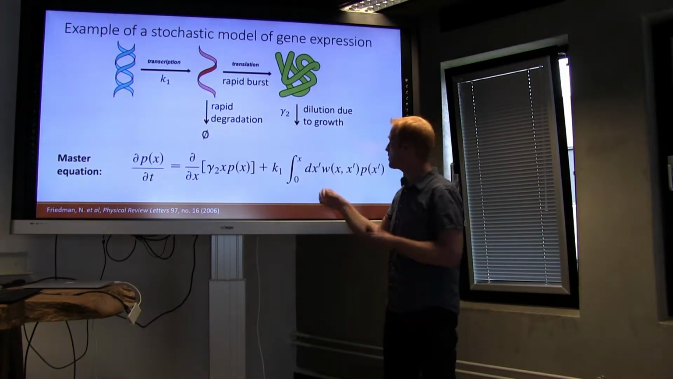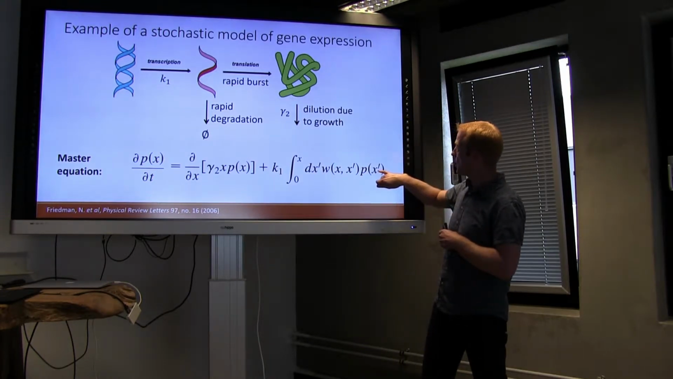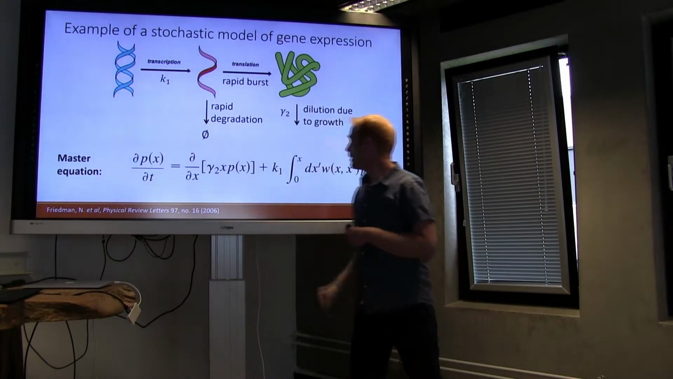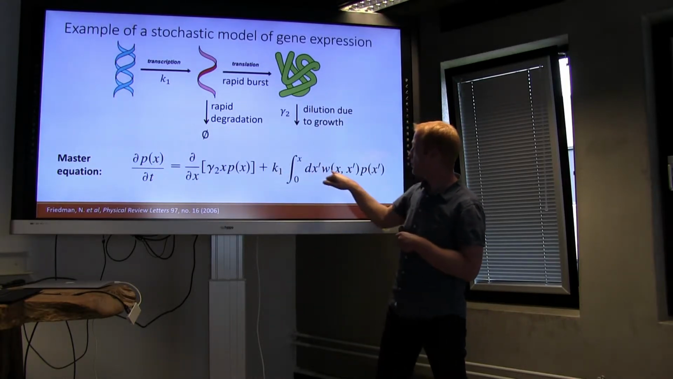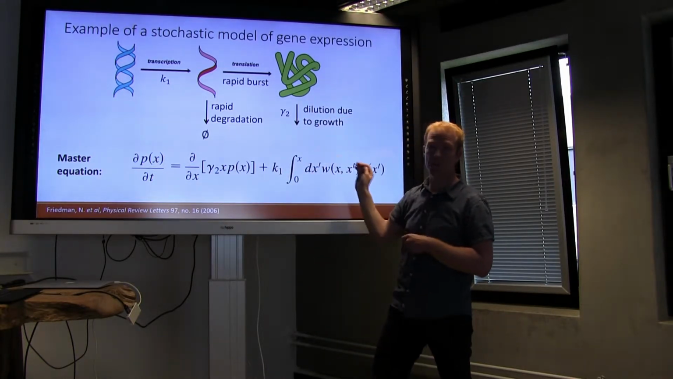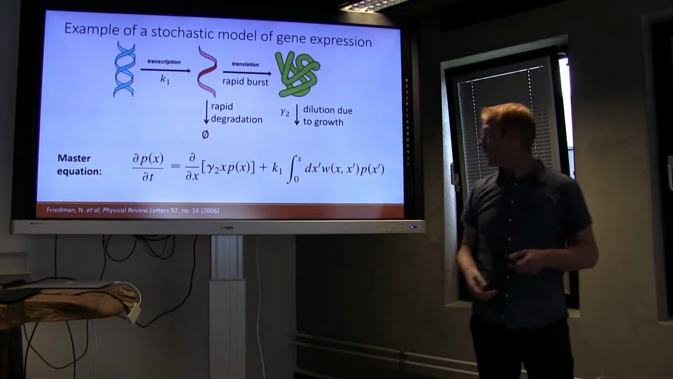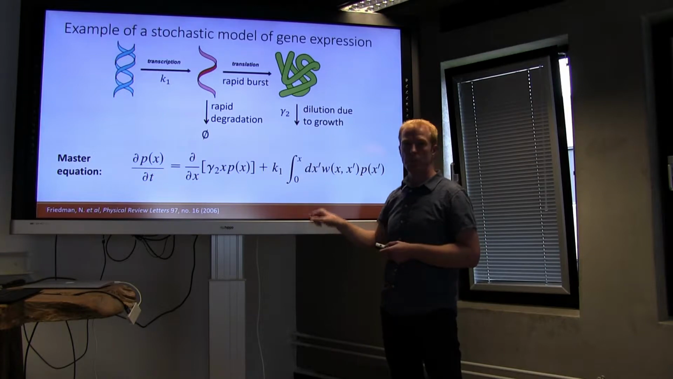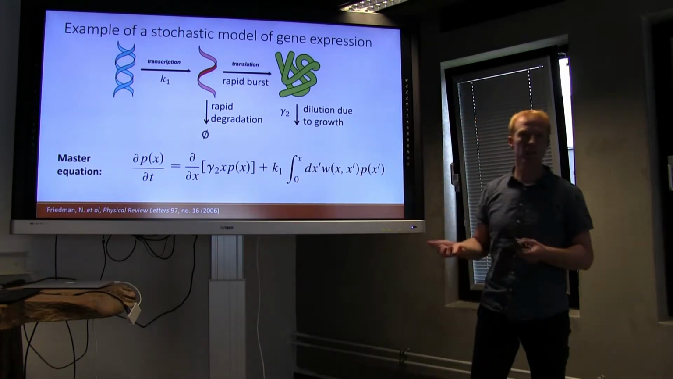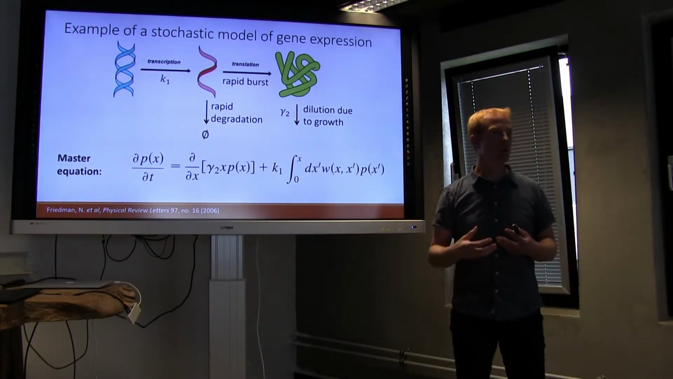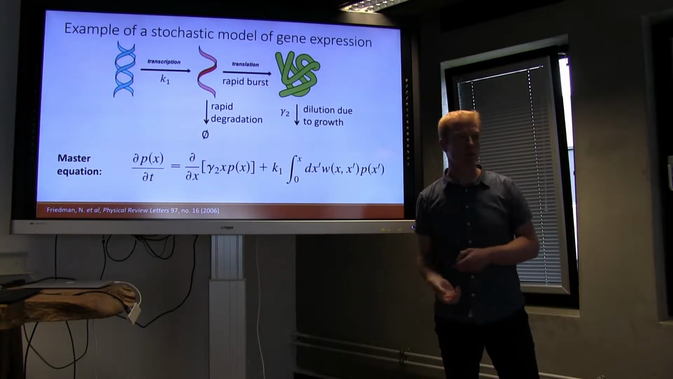But then there are also jumps. So I can jump from a concentration x prime to a concentration x with a rate k1 times the probability of the size of the jump, which is the w function here. And that I can do for any jump size. So this is an equation that describes the evolution of the probability distribution.